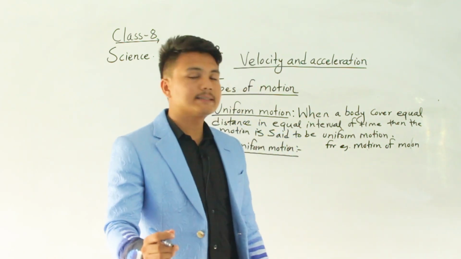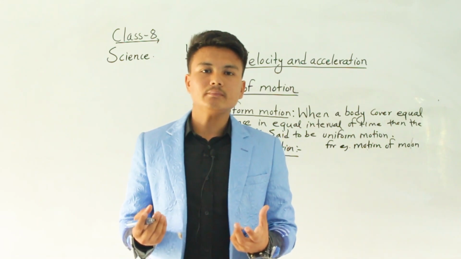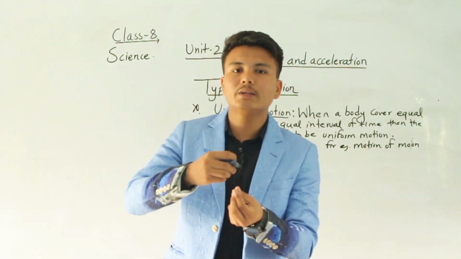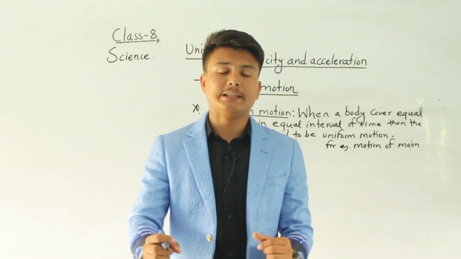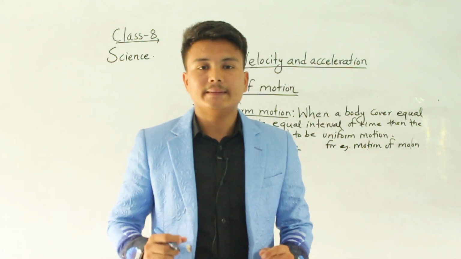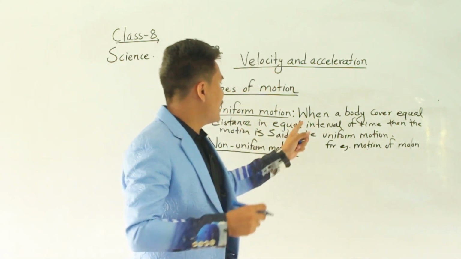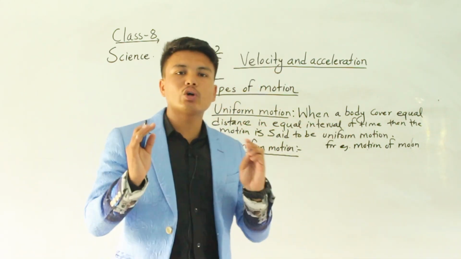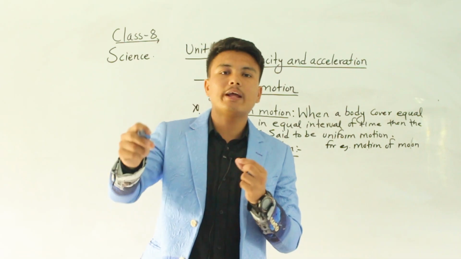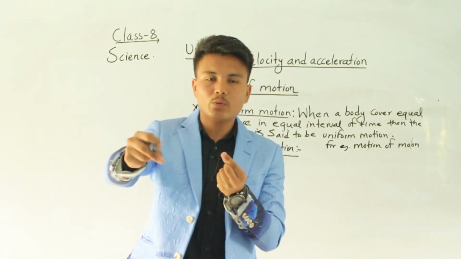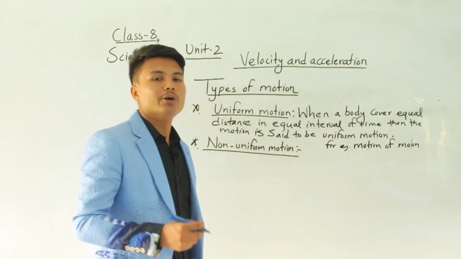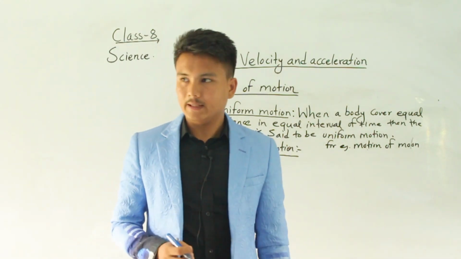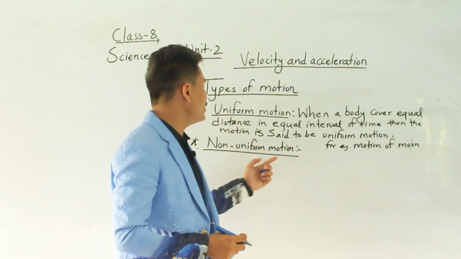So likewise our earth moves around the sun. How many days does it take? It takes 1 year, that is 365 days. That means a body covers equal distance in equal time. Since it covers the same distance in the same time every day or every year, that type of motion is called uniform motion, we can say. Okay, next topic is non-uniform motion.